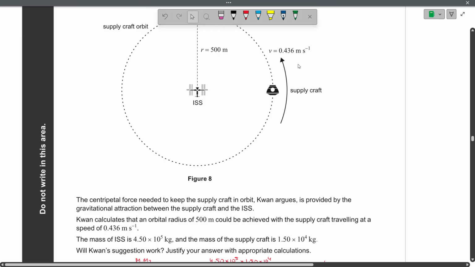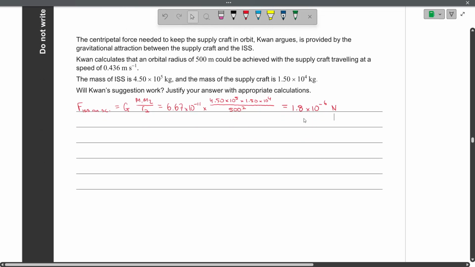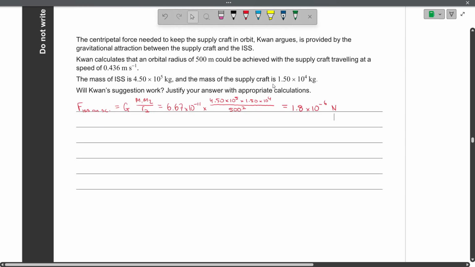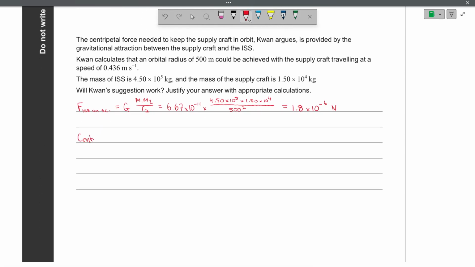Okay. So now, ignoring this number, let's just say, okay, I want my supply craft to be traveling with an orbital speed of 0.436 meters per second, but at a distance with a radius of 500 meters. Okay, so what is the centripetal force that we need to do that? Okay, so I'll say centripetal force required for this particular setup of variables.